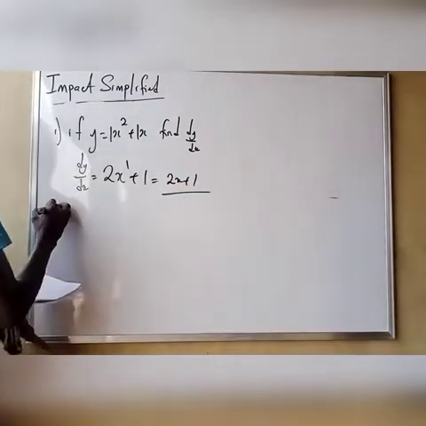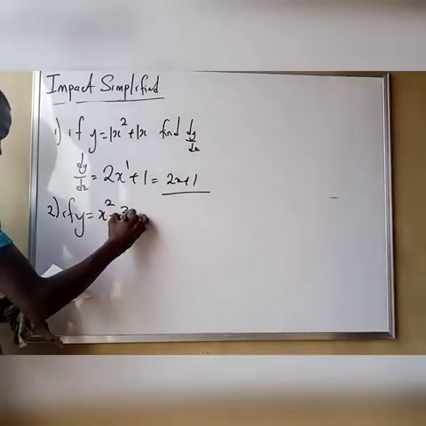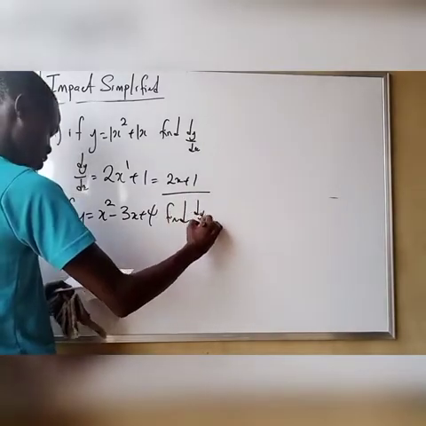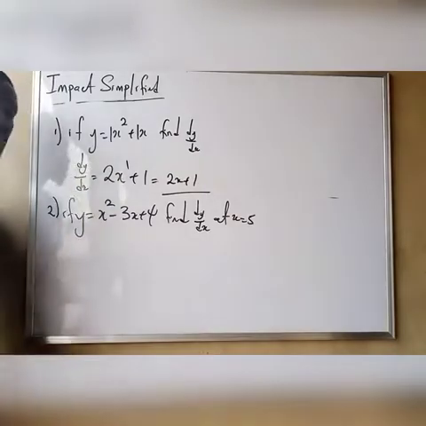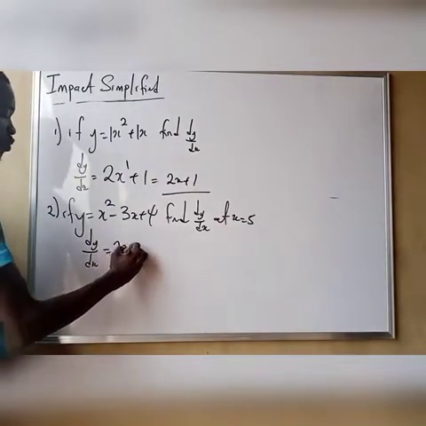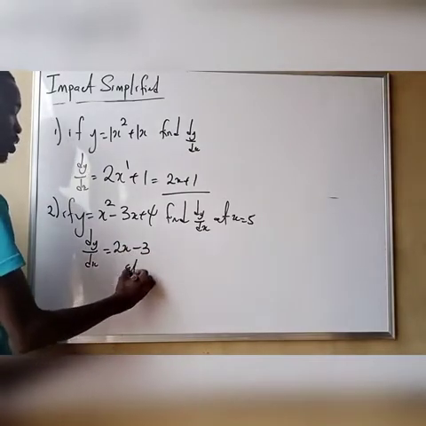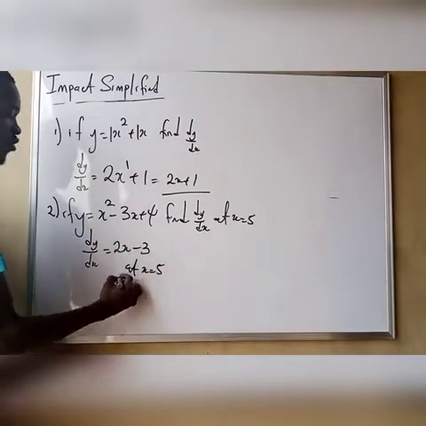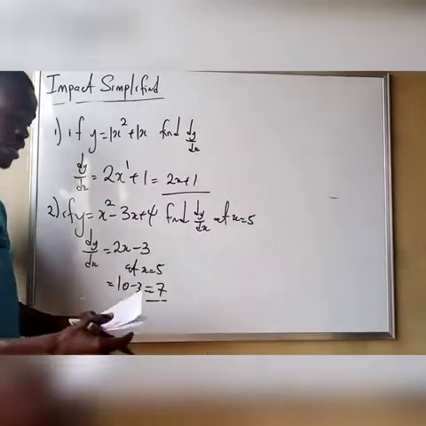The same here, they ask a question again. They say if y equals x squared minus 3x plus 4, we should find the value of dy dx at x equals 5. So the same thing. How can we solve this? You differentiate. If you differentiate, we have 2x minus 3. After differentiating, you now put your x as 5. 2 times 5 will give us 10 minus 3, and what is 10 minus 3? That will give us 7. Do you get that? It's simple.